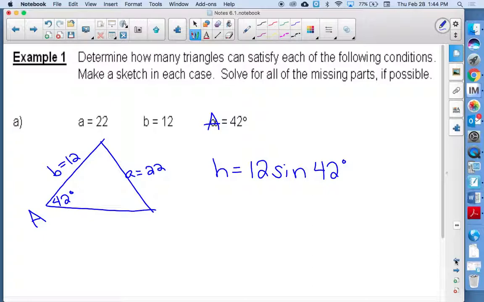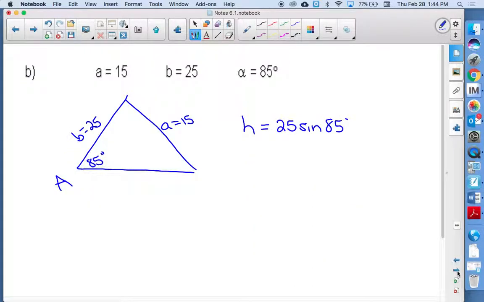Michael, what'd you get for H for letter A? I got 8.0. So, what'd you say about the triangle? I said 1 triangle. So, side A is the side that matches the angle. It is bigger than B, and it's also bigger than the height. So, the key thing is it's got to be bigger than the height for a triangle to exist. So, that one would be 1 triangle.